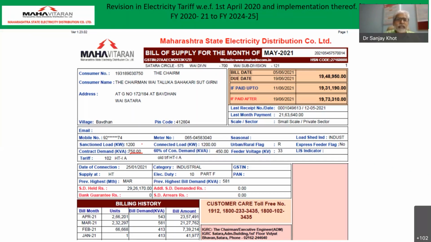So the minimum: suppose they got a contract demand, this much is the contract between the distribution company and the consumer, 750. Whether the consumer uses it or not, every month they have to pay these minimum charges for the 450 into whatever rate is decided for that particular category. If sometimes they consume more than 750, anywhere in that month for 30 minutes, because they calculate for every 30 minutes, if once a spike goes above this 750, then they have to pay extra charges, excess charges for the maximum demand.